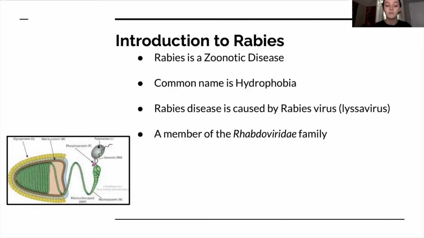Rabies disease itself is caused by a rabies virus or a Lyssavirus, and it's a member of the Rhabdoviridae family. The Lyssavirus is a form of a virus that causes encephalitis, which affects the saliva and the nervous system. And it's a neurotropic virus that causes rabies in humans and animals.